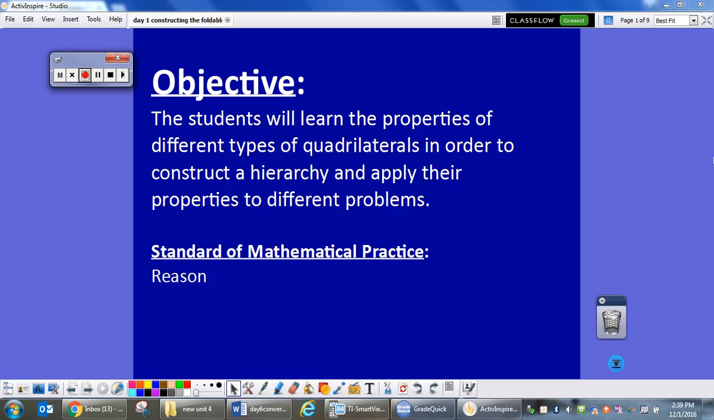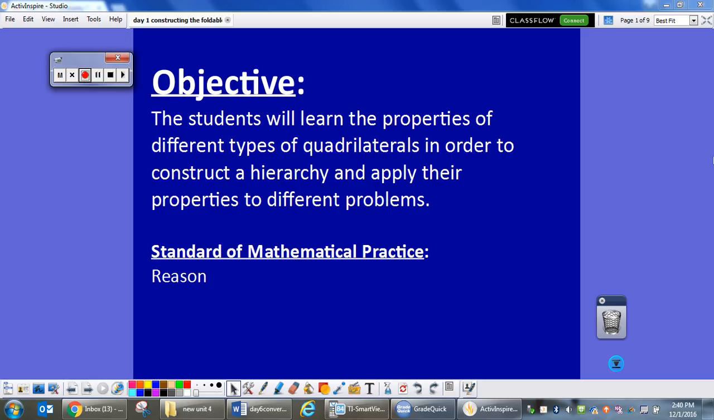Good morning, geometry! Today we will be making a foldable in order to help us throughout this unit. This whole unit, besides the first couple of days, is about quadrilaterals, which means four-sided polygons, and all the interior angles add up to 360. But hey, I bet you all the exterior angles also add up to 360.